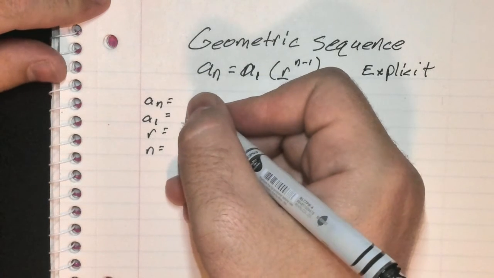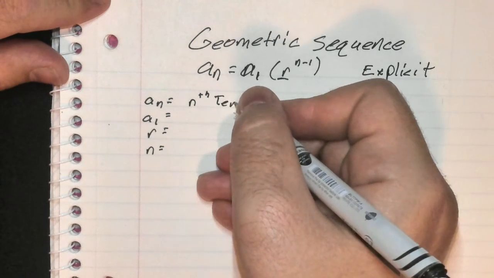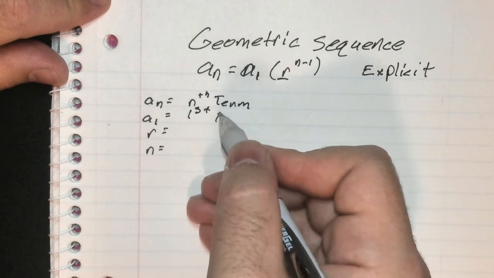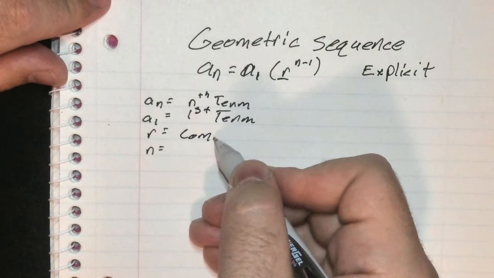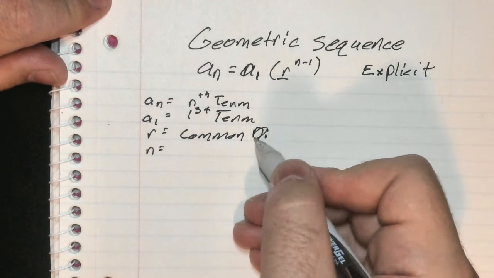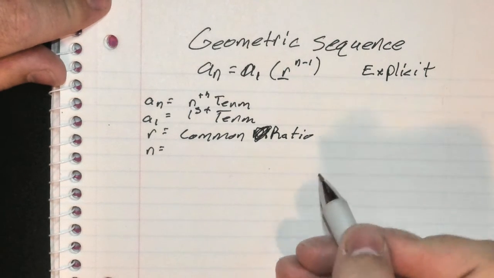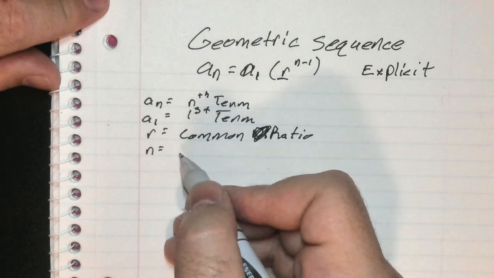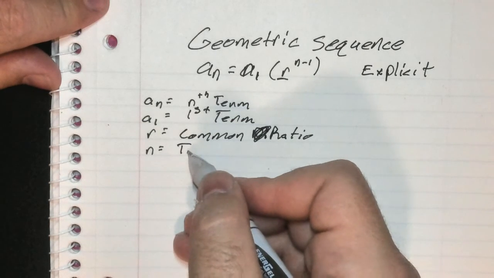So A_n is the nth term we're finding. A_1 is the first term. R is our common ratio, which is our multiplication piece. It could also be division. Sorry, common ratio. Difference was for arithmetic. And n is the term that you're looking for. So it'd be like the fourth term, the fifth term is this, the sixth term is this. So it's the term number.